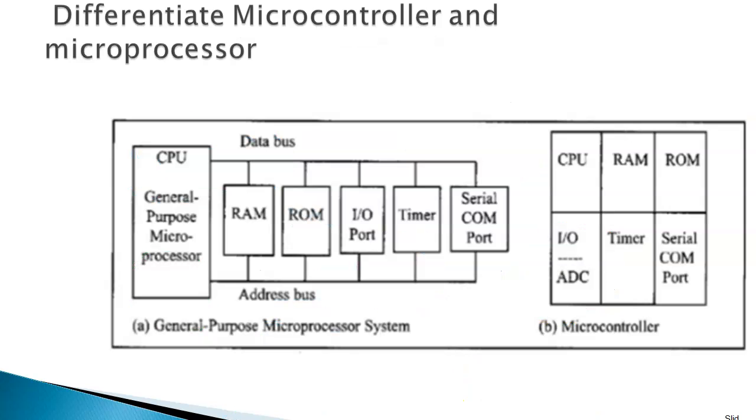Differentiate microcontroller and microprocessor. A general purpose microprocessor uses a data bus, system bus and address bus and is fetched with the CPU. But microcontrollers are embedded into a single chip and give the result.